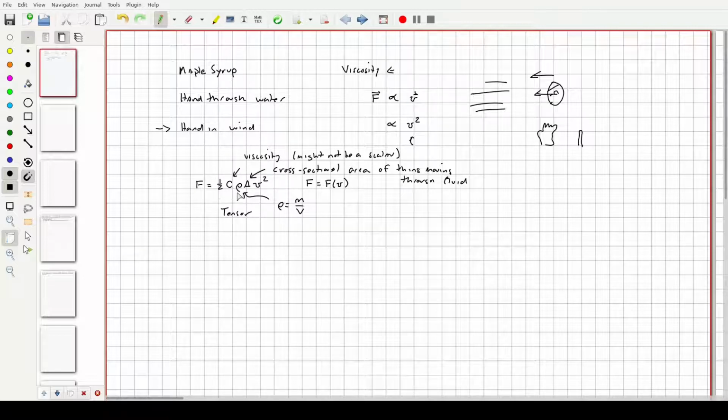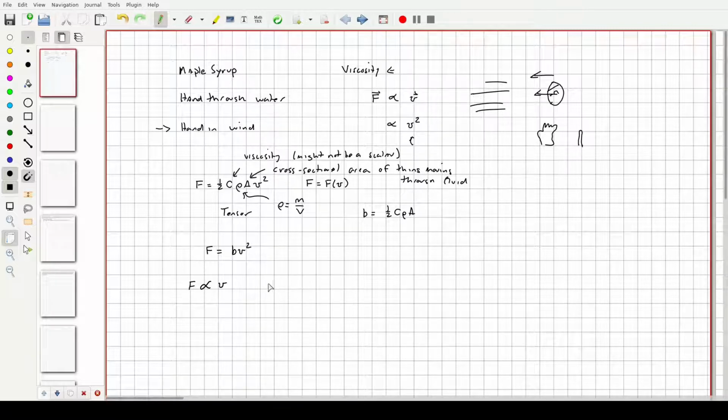So like I said, this is actually a pretty complicated thing here. And typically what we do is we call this string of constants right here B or C, depending upon what's going on. We'll call this one B. B is 1/2 C times rho times A. Okay, so you would say that the force here, at least in this particular form, would be equal to B times v squared. Okay, but sometimes the drag force looks like it's proportional to just v.